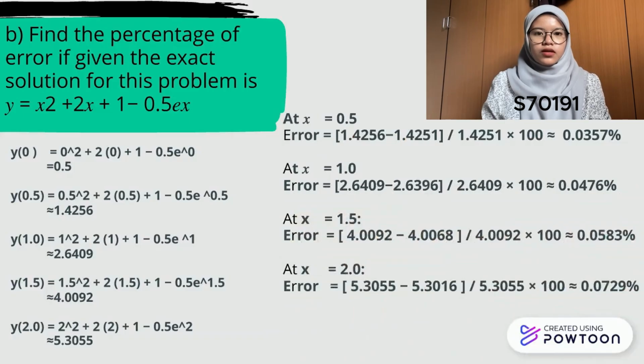0.0583%. For x equals 2.0, finally, with the approximate value of 5.3019, the error is 5.3055 minus 5.3016 divided by 5.3055 multiply 100. So the answer equals 0.0729%.